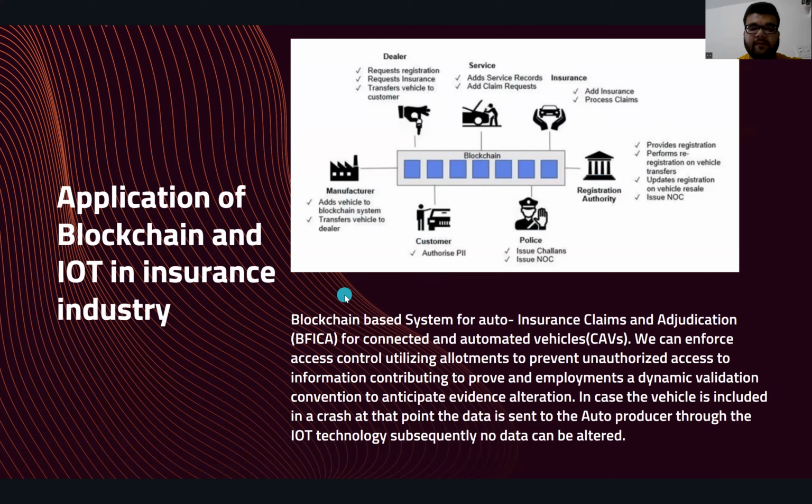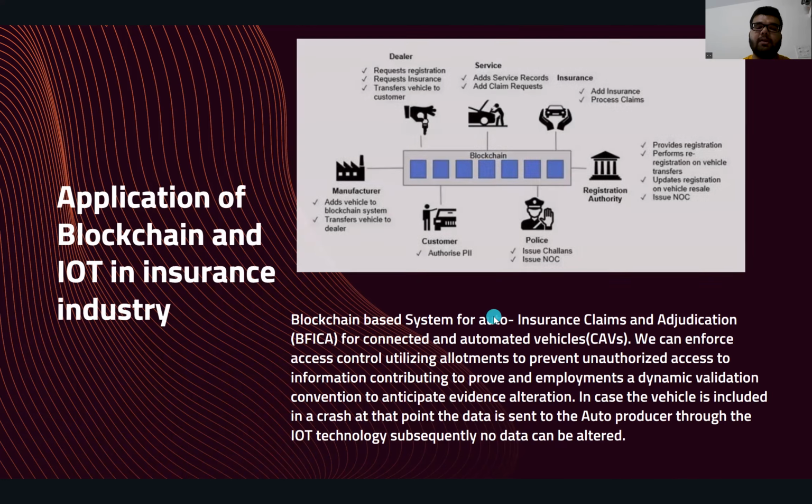So with the blockchain-based system for auto insurance claims and adjustment, BFICA, for connected and automated vehicles, CAV, we can ensure access control utilizing permissions to prevent unauthorized access to the information contributing to the proof, and employ a dynamic validation protocol to prevent evidence alteration. In case the vehicle is involved in a crash, at that point the data is sent to the auto producer through IoT technology, and subsequently no data can be altered.